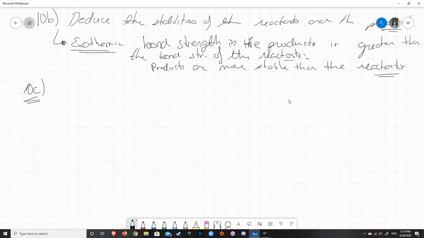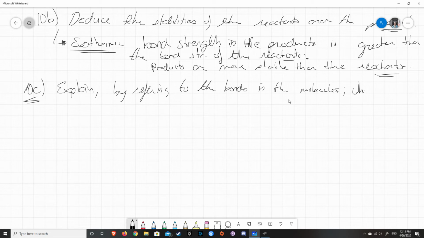So it says explain, by referring to the bonds in the molecules, why the reaction is exothermic. If we look at IGCSE or IB and IGCSE, we need to look at the keywords: referring to the bonds. You must refer to the bonds or you get no points.